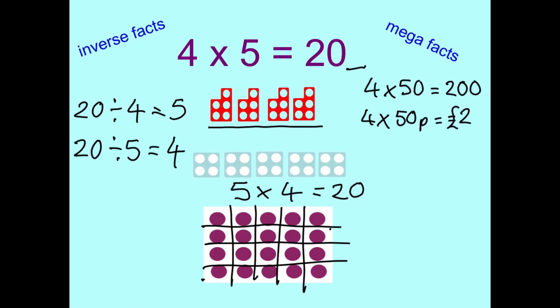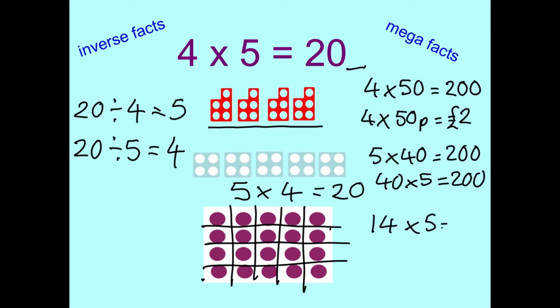200 pennies. What about if we had 5 times 40? That would also be 200. And if we had 40 times 5, that would make 200. Now we've been trying to make a bigger one, haven't we? Let's have 14 times 5.